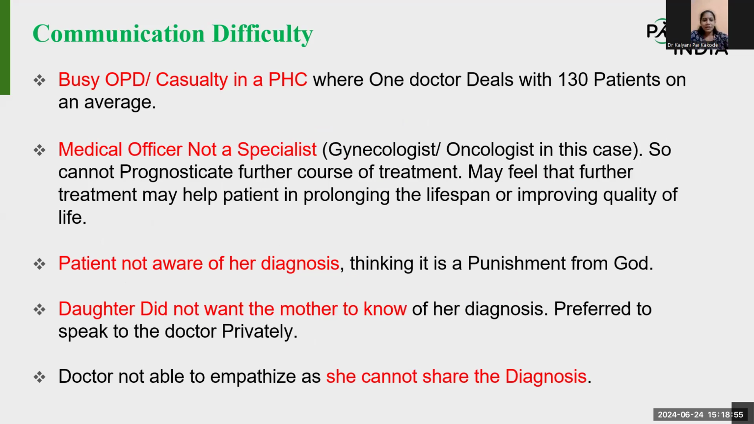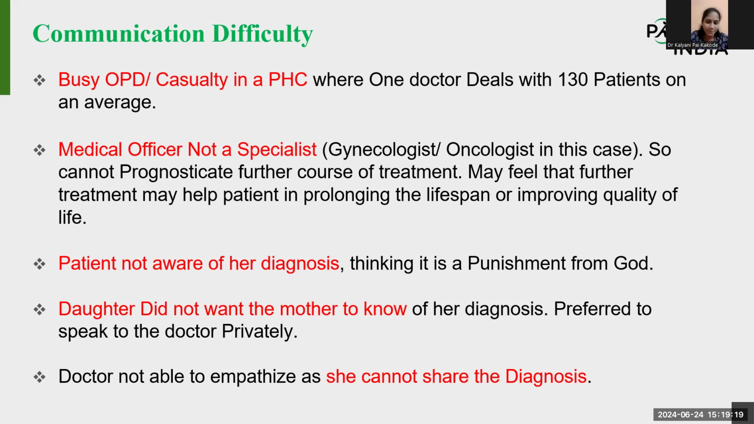So the communication difficulty that we faced were, ours is a primary health center, so we have a busy OPD from 9 a.m. to around 3:34 p.m. So there's one doctor dealing with around 130 patients on an average. The medical officer per se is not a gynecologist or an oncologist, so we could not prognosticate.